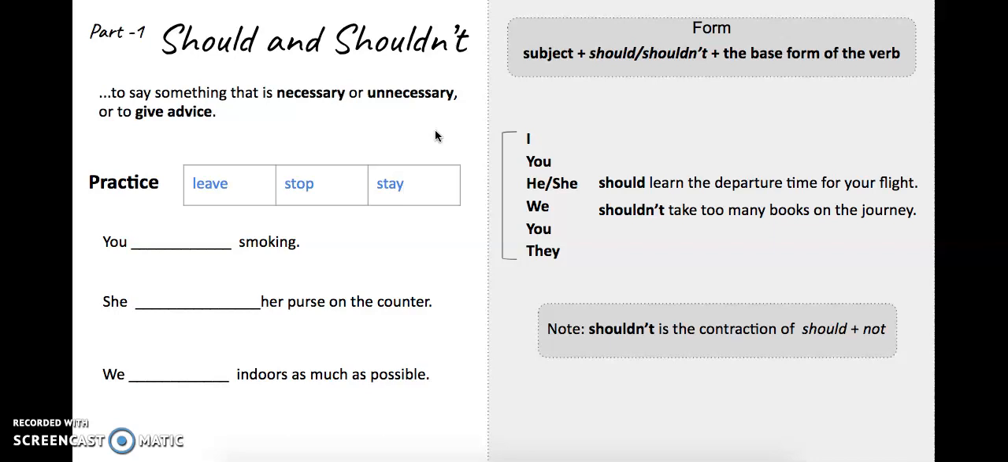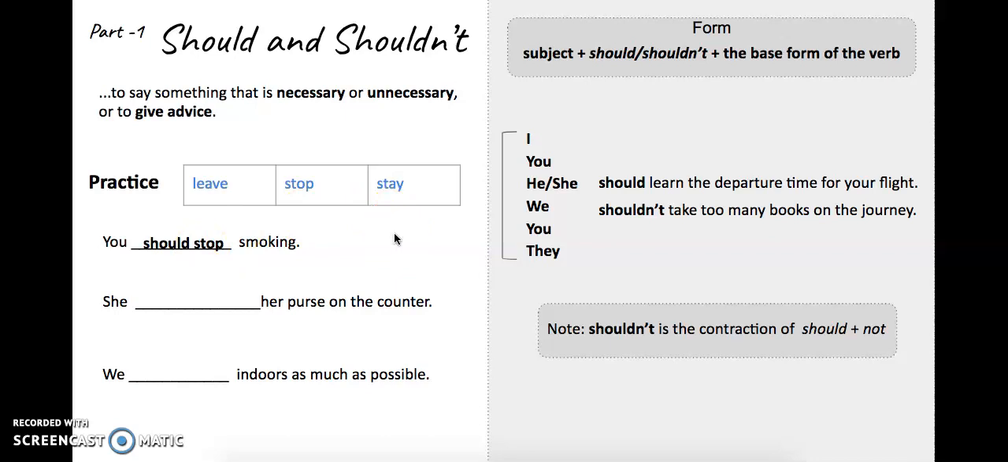Okay, let's do the first one together. You something smoking. So we've got the subject, we need to add should or shouldn't, plus the base form of the verb. What can we put here? You should stop smoking. So you've got the subject, you've got should, and stop, which is the base form of the verb.